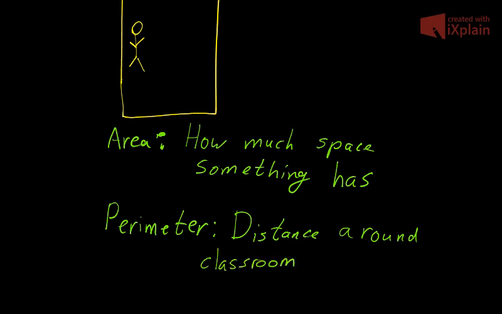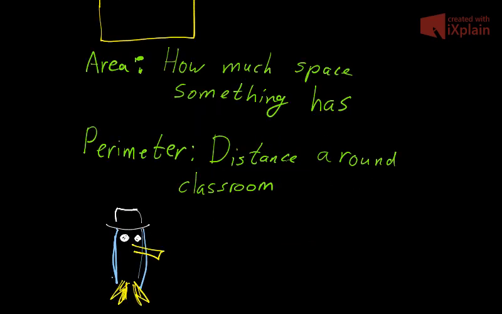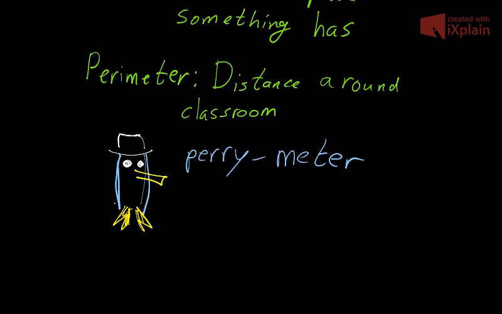And I'll tell you how we want to think about that. When I think of perimeter, I want us to think of Agent P. I hope there's some people in here who watch Perry the Platypus. And if you didn't know, Perry the Platypus is a secret agent.